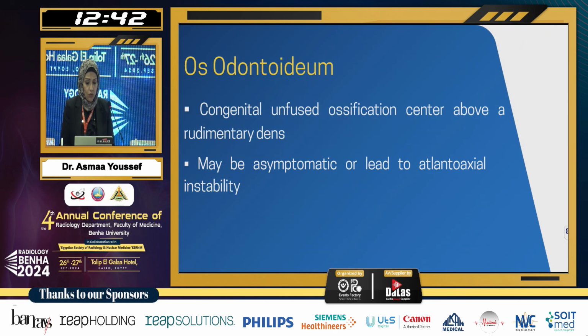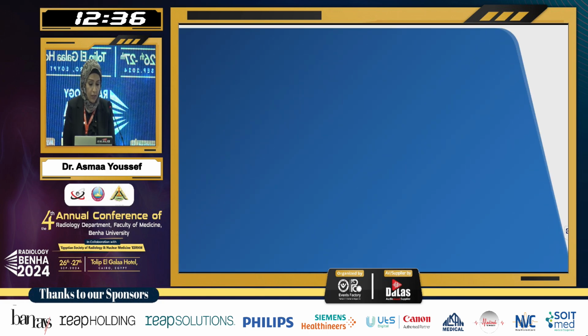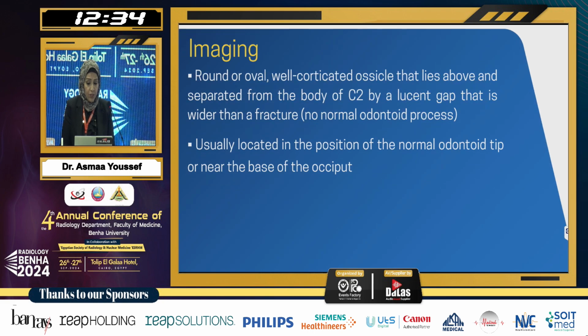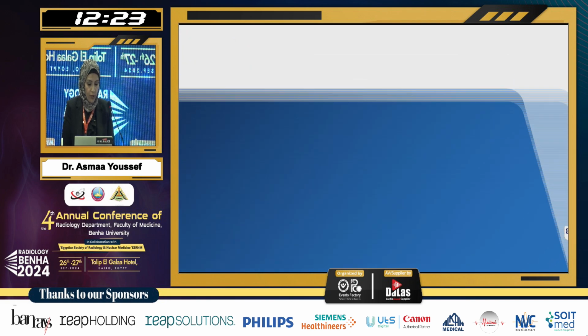Third is os odontoideum, which is a congenital unfused ossification center above the axis, may be asymptomatic or lead to atlantoaxial instability. On imaging, there is a rounded or oval, well-corticated ossicle that lies above and separated from the body of C2 by a lucent gap, which is wider than a fracture, usually located in the position of the normal odontoid.